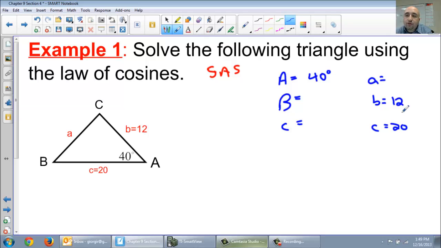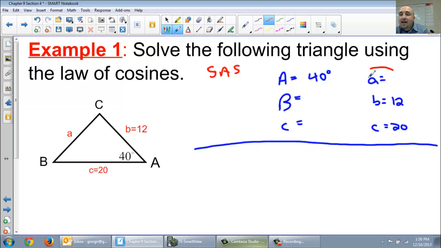And we know we have to use the law of cosines because, if you notice, we only have one number for each letter pair. We know angle A, but we don't know little a. We don't know angle B, but we know little b. We don't know angle C, but we know little c. That's the only way of telling that you can't use the law of sines. So how we're going to do this: when it's side-angle-side, you find the missing side first. That's how you start these.